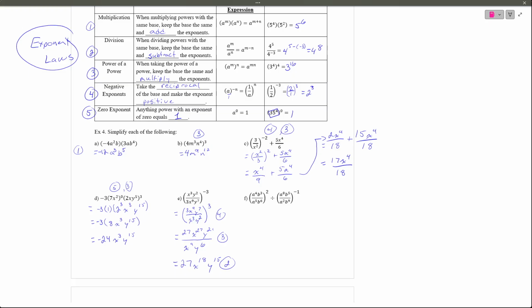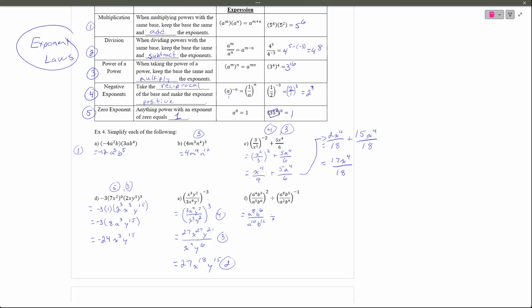So in this case, what are we going to do first? Well, we have to deal with the fact that we have powers of powers. And on this one on the right-hand side, we also have a negative reciprocal, a negative exponent. So let's do our power of powers on the left here first. So that 2 needs to be multiplied by each exponent inside. So that's going to be a to the power of 8 and b to the power of 6 over a to the power of 10 times b to the power of 12.